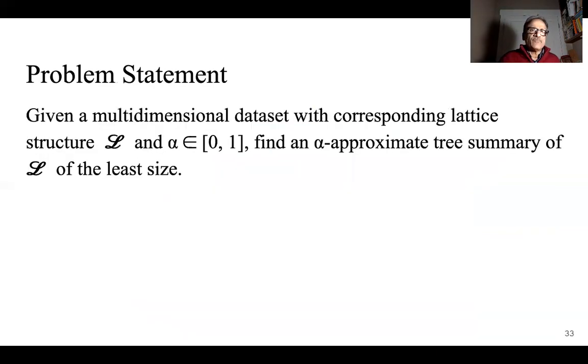Finally, here's the problem statement, formally speaking. Given a multidimensional data set where the dimensions come with dimension hierarchies, and that in turn induces a lattice structure, and most importantly, the loss parameter, if you have one, given all of this, we want to find an alpha approximate tree structured summary whose size is the least possible. Okay, so this is the notion of optimality, size optimality for a given worst case error guarantee.